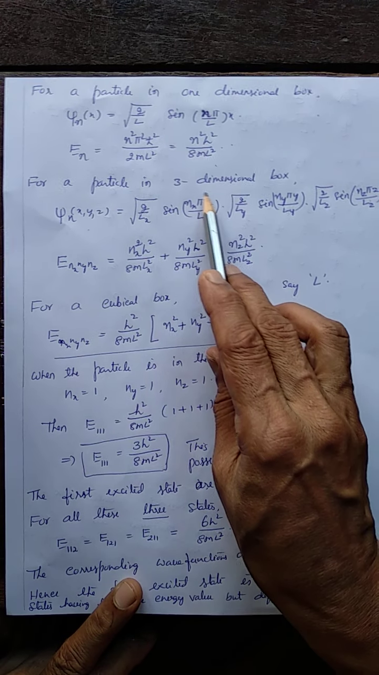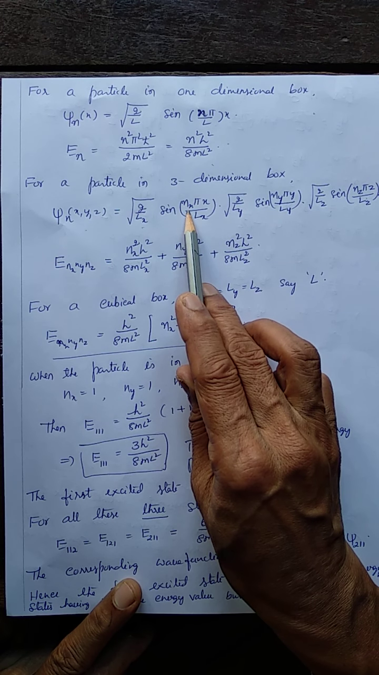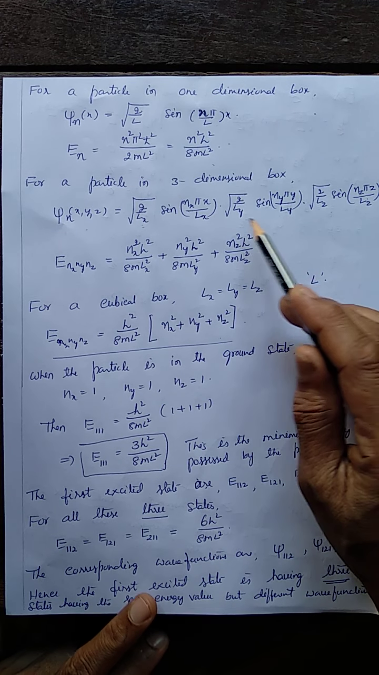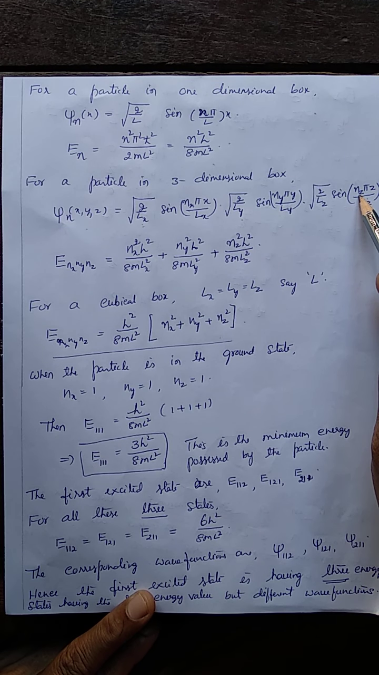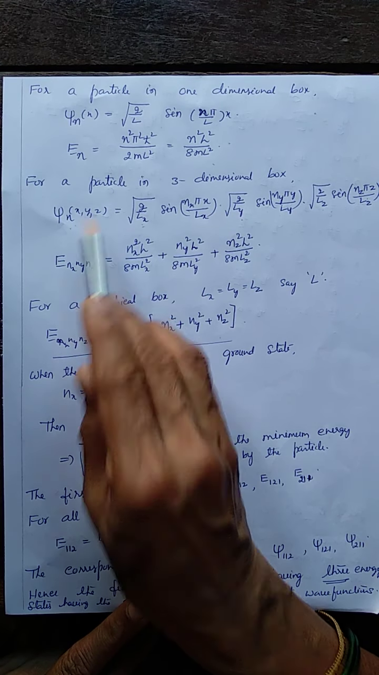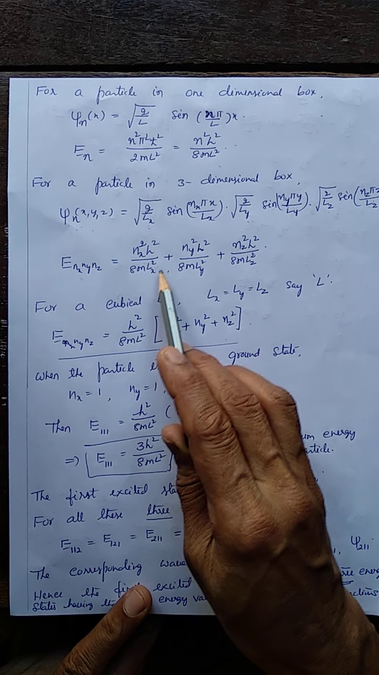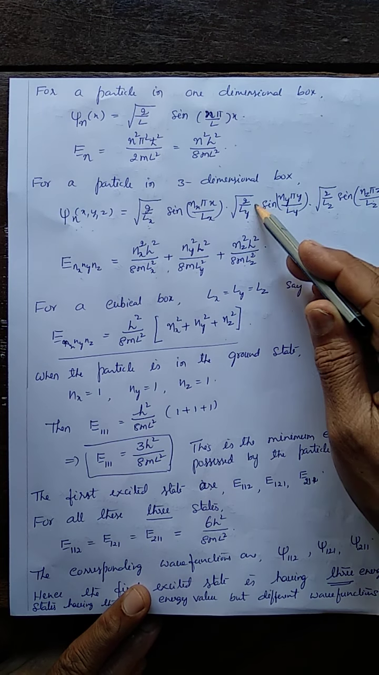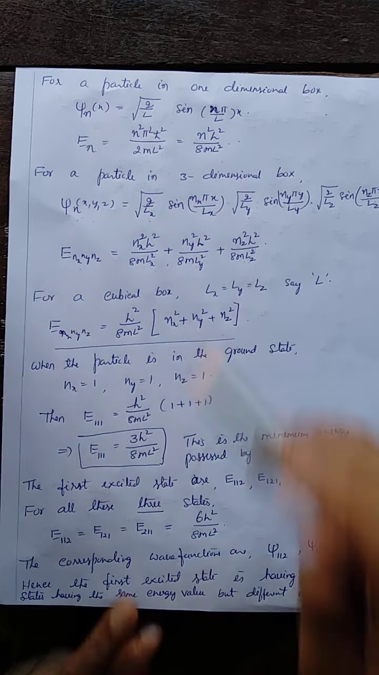So you see the difference here. Corresponding to x, the dimension is Lx and the quantum number is Nx. Just note the difference. For the dimension Ly, the quantum number is Ny. For dimension Lz, the quantum number is Nz. So the product of these three gives the wave function psi n in 3 dimensions. The energy expression is given by this. We add the 3 terms corresponding to Nx, Ny and Nz.